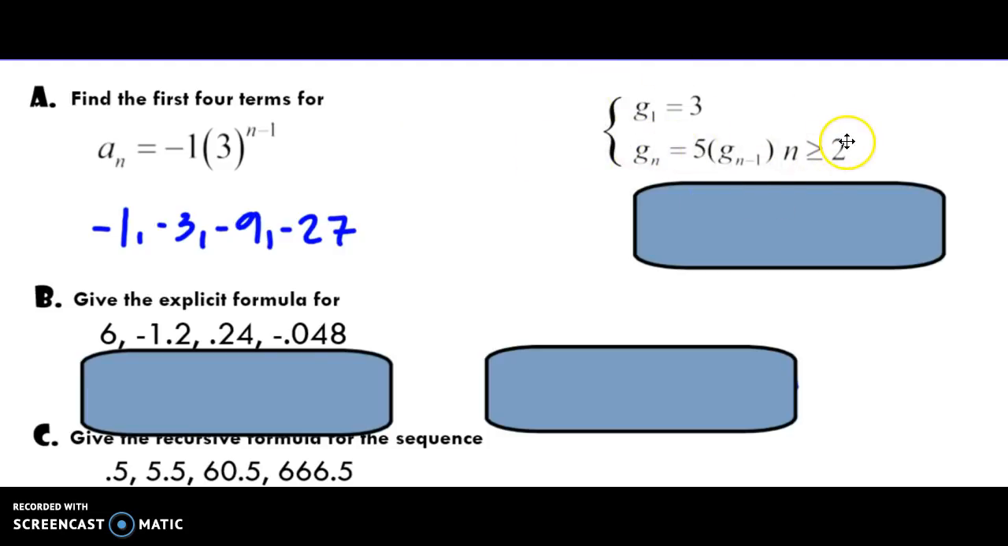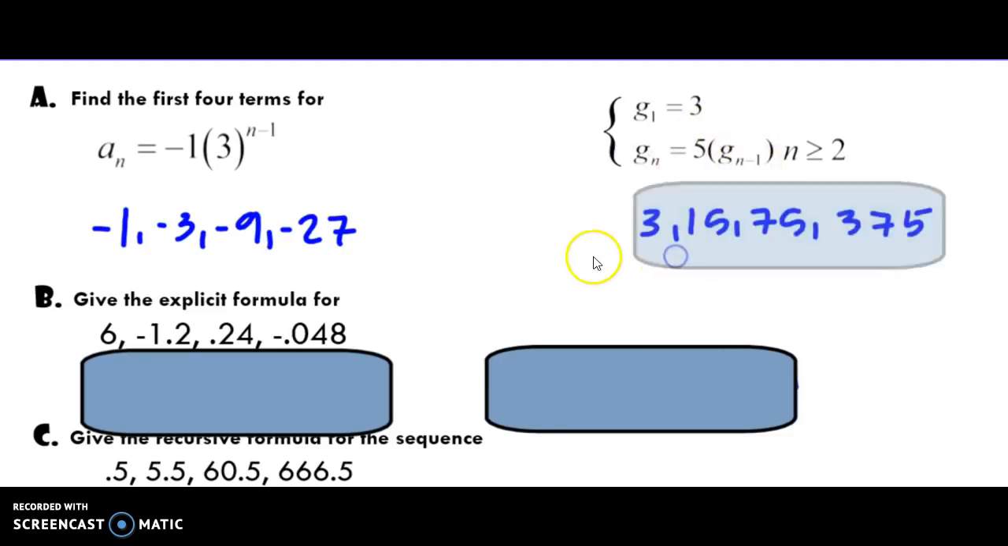In the recursive formula over on the right, my first term is 3, and then the 5 stands for my ratio because that's what I'm multiplying the previous term by. So first term of 3 multiplied by 5 gives me the sequence 3, 15, 75, and 375.